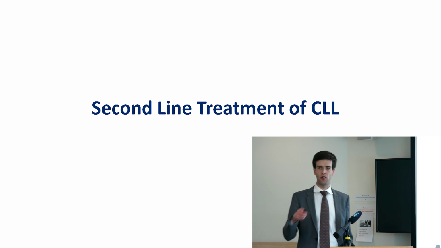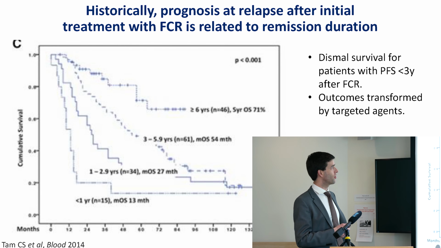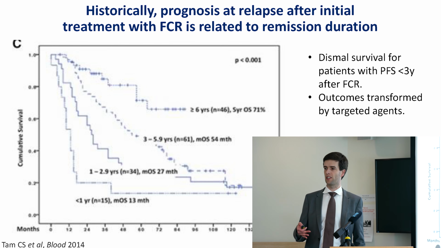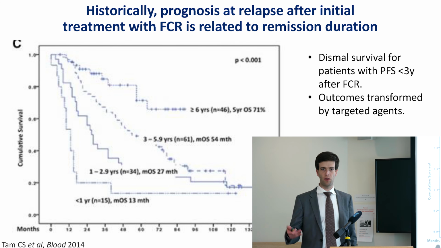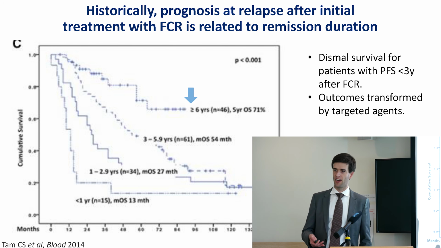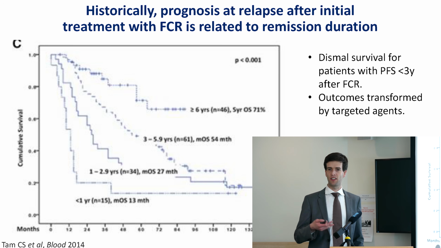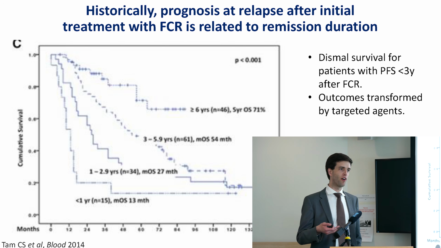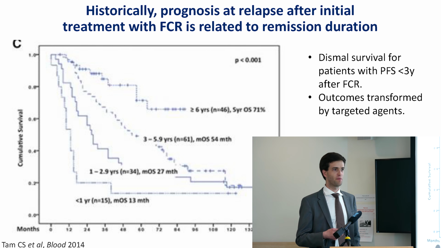So what about people who've had treatment already? Historically, the prognosis of your disease was very strongly linked to how long your remission lasted after your initial treatment. So if you got FCR and your disease comes back within a year, this is your survival curve. It kind of goes straight down, whereas if your remission lasts for more than 6 years, it's much better. And the reason for this is that the treatment that we had after FCR was essentially more FCR. So if it's not working now, giving it to you again is not going to make a lot of difference.